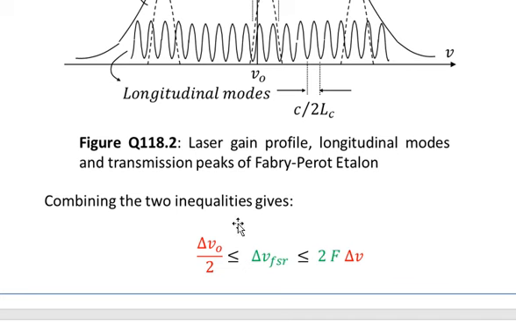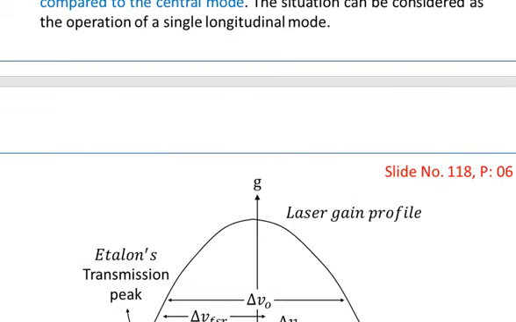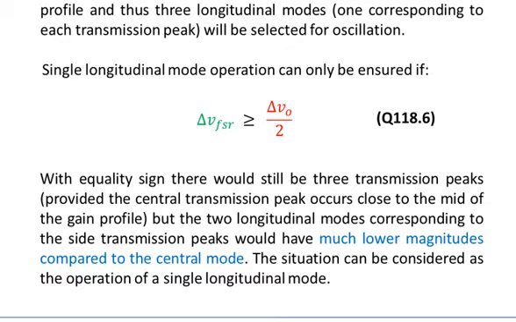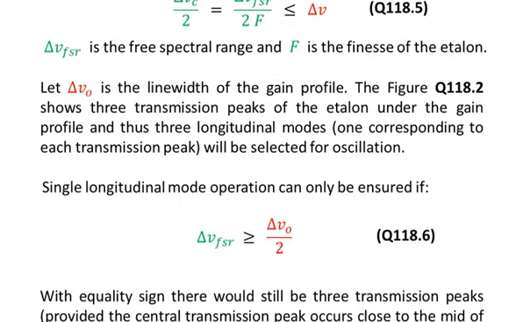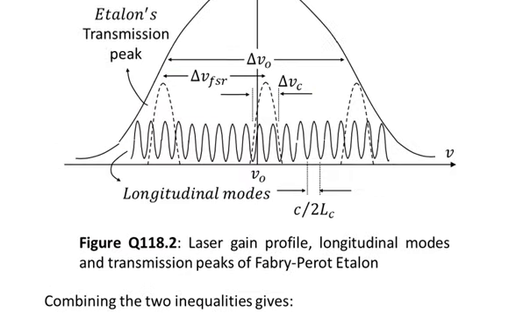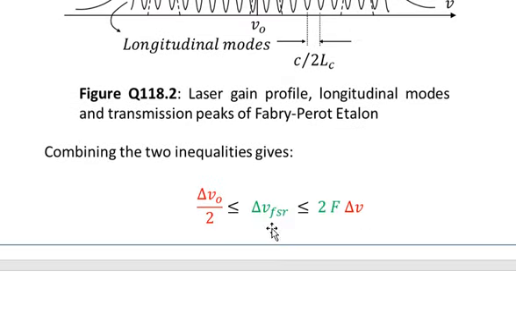So combining the last two inequalities, we have this inequality and we have this inequality. In this inequality, delta nu naught is not present. So we are going to include delta nu naught by combining the two inequalities. So we have that delta nu FSR, the free spectral range in frequency, should be greater than or equal to half of the gain width of the profile, that is delta nu naught by 2. And this delta nu FSR should be less than or equal to 2 times F into delta nu.